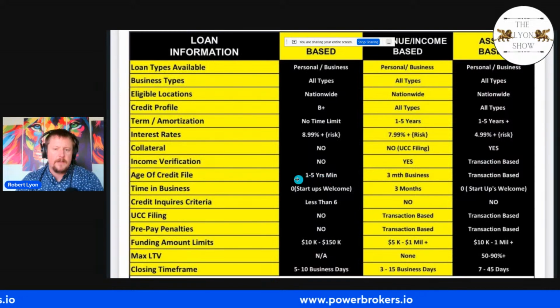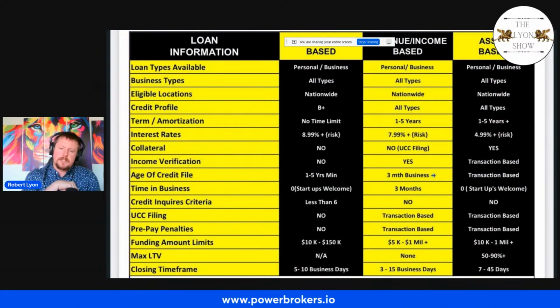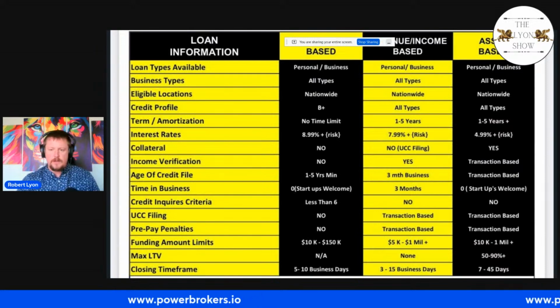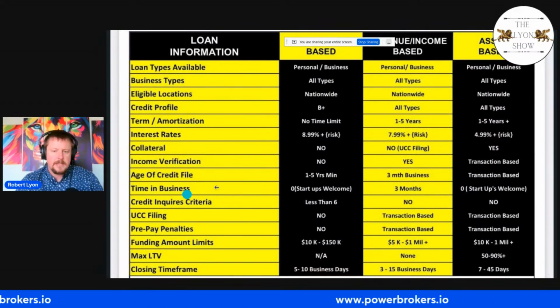Age of the credit file. So this is why whenever we go into funding, we typically honestly want 2 to 5 years on your credit history before we start funding. Revenue, you need at least 3 months of business because you want to show at least 3 months of bank statements showing that your business is making money. Asset-based is purely transactional.